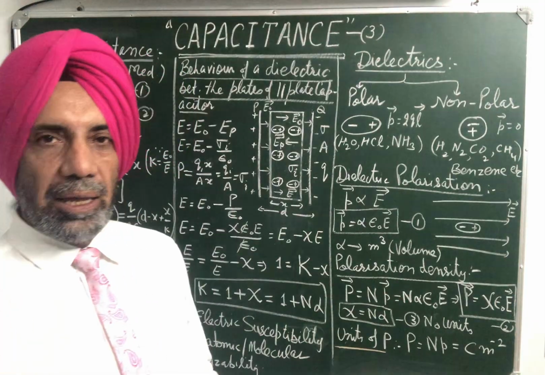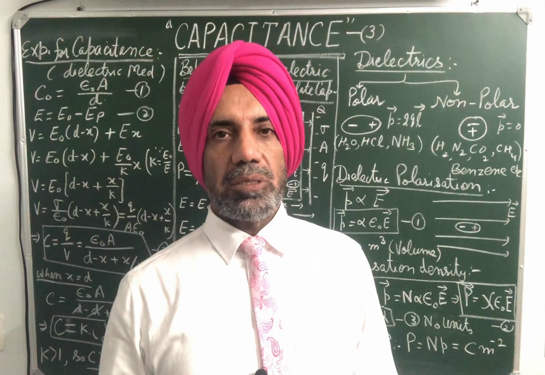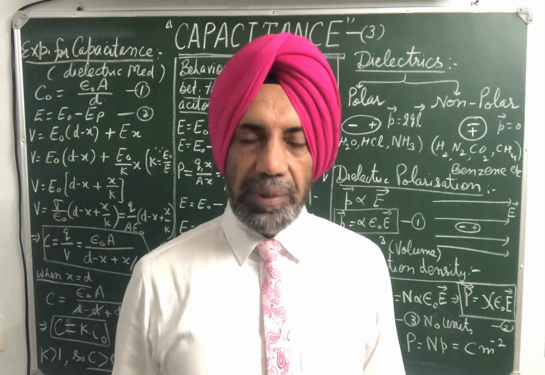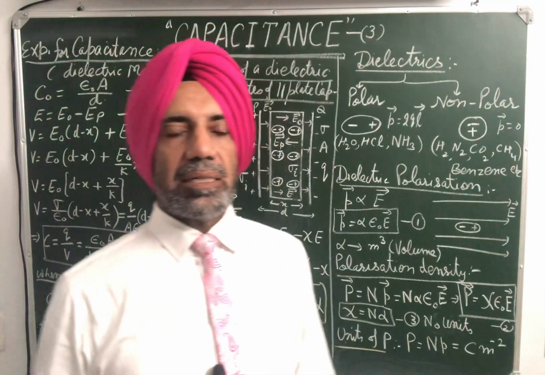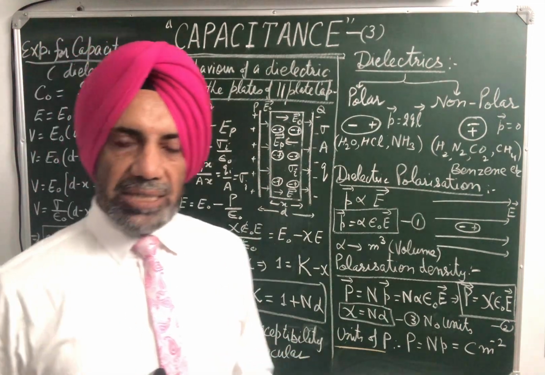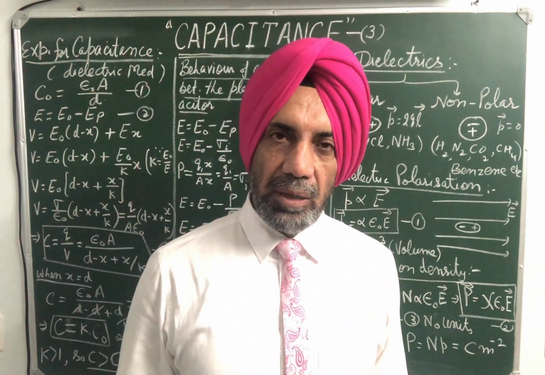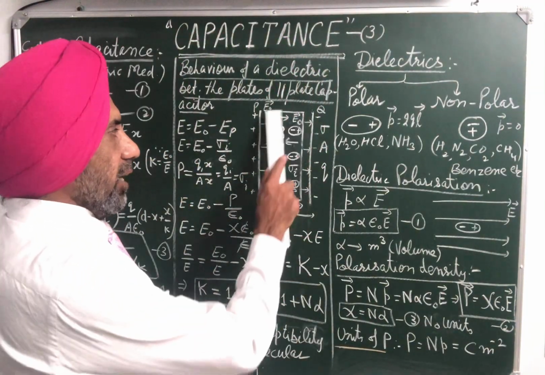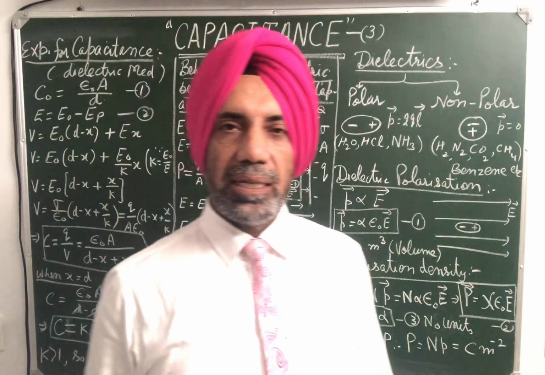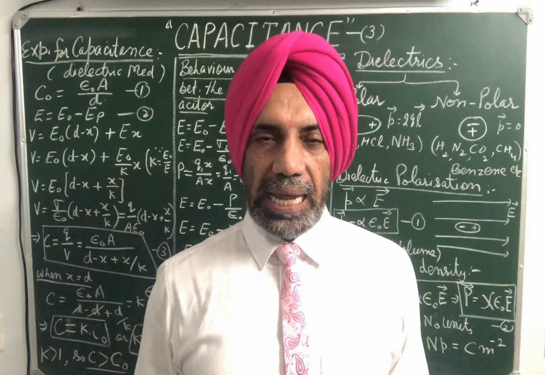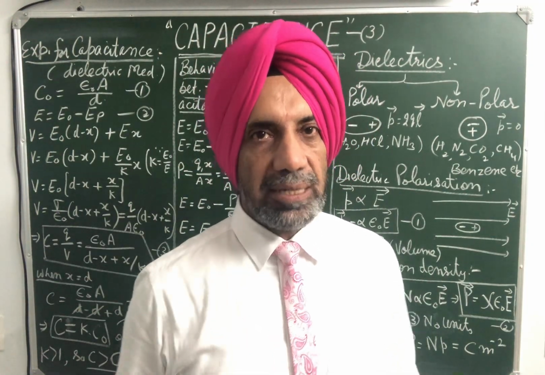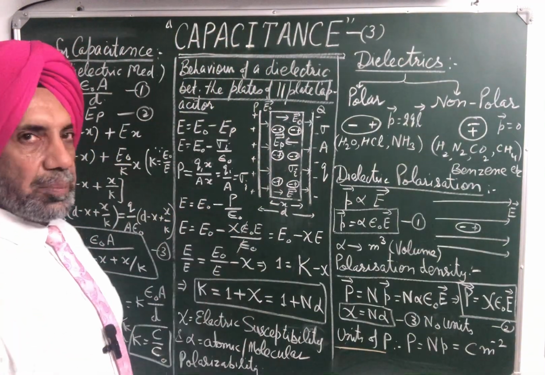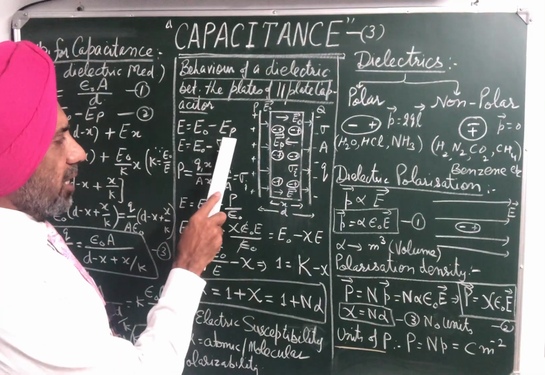So in a nutshell, when a dielectric slab is introduced between the plates of a parallel plate capacitor, the dielectric medium gets polarized. As a result, an opposite polarizing field is introduced which opposes the applied field. As a result, the net field inside the dielectric is reduced but not zero, as it was in the case of a conducting slab. So the reduced electric field E is given by E naught minus E p, or E is equal to E naught minus sigma i upon epsilon naught.